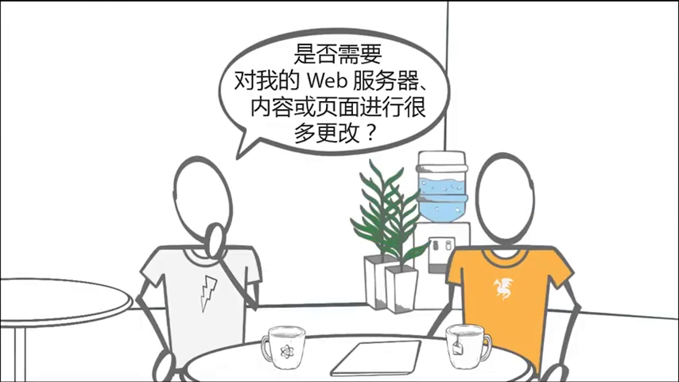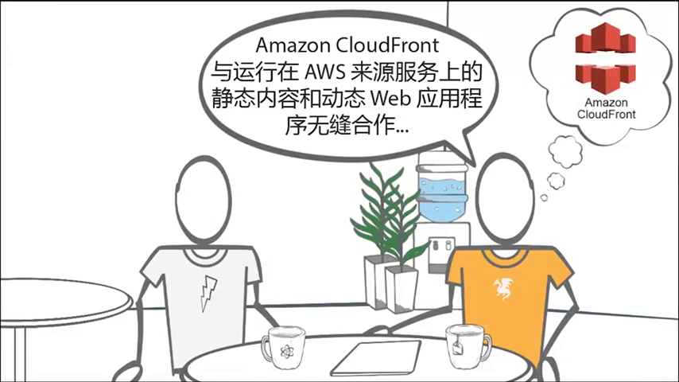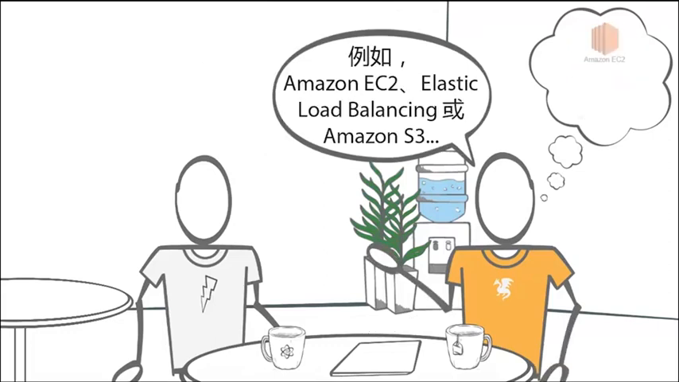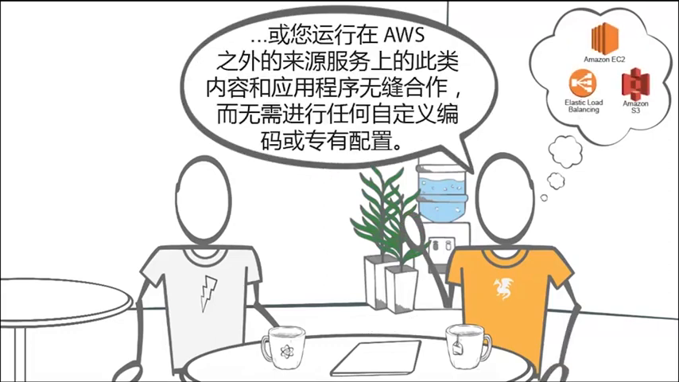Will it require a lot of change to my web servers, content, or pages? Amazon CloudFront works seamlessly with static content and dynamic web applications running in AWS origins, such as Amazon EC2, Elastic Load Balancing, or Amazon S3, or your origin running outside of AWS without any custom coding or proprietary configurations.